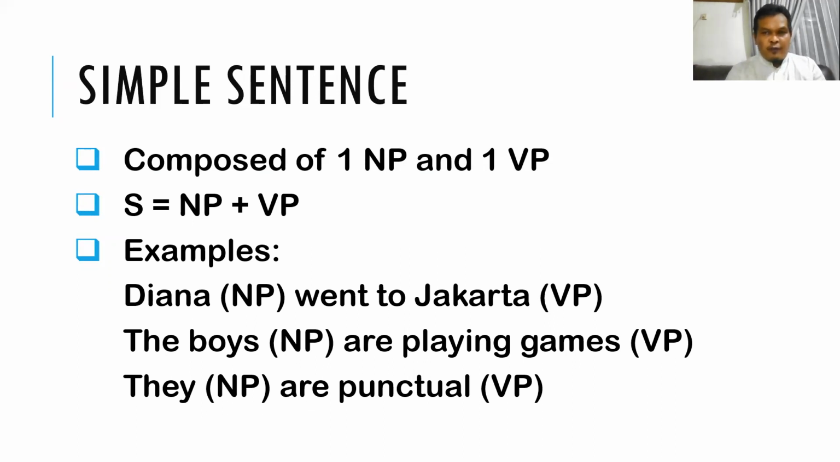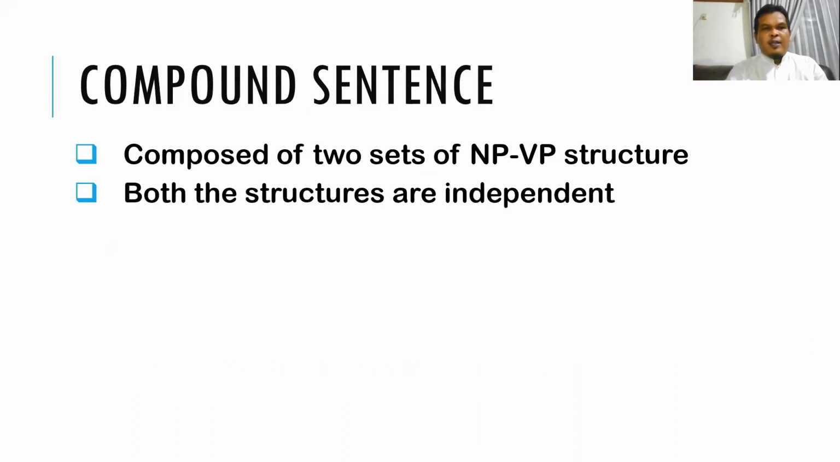Okay, now how is it different from compound sentence? Let's see what compound sentence is. Unlike a simple sentence, a compound sentence is composed of two sets of NP-VP structure. In other words, a compound sentence is composed of two NP structures and two VP structures. And remember, this is also very important. Both the structures are independent. It means that the meaning contained in one structure does not depend on the meaning contained in the other structure.